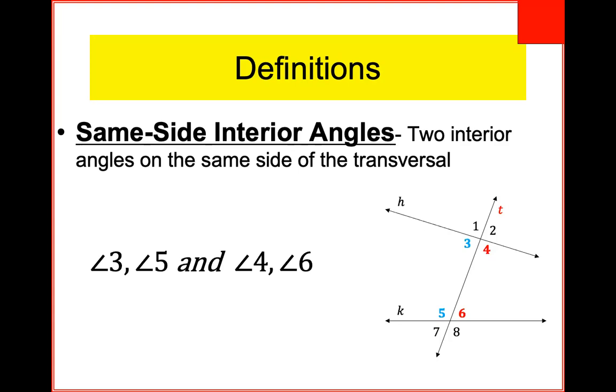I don't know if it's next class or the following class. I think it's next class we do same side interior. So we got same side interior. We also have same side exterior. So for the inside interior angles, basically all we have is alternate interior and same side interior. That's it for interior. And now we'll talk about the exterior angles.